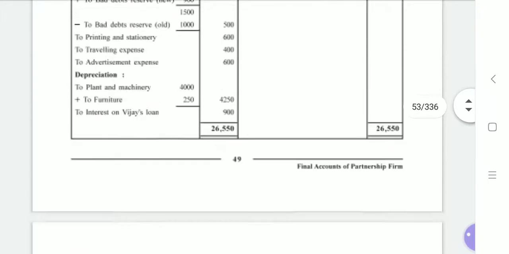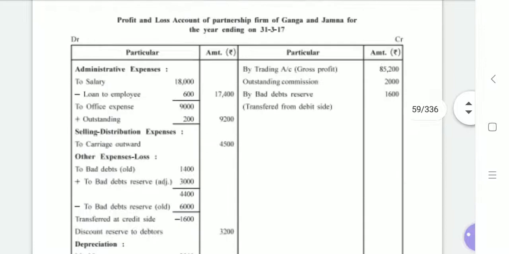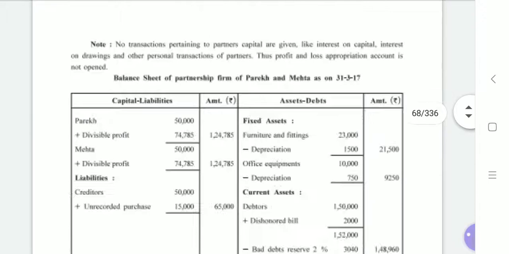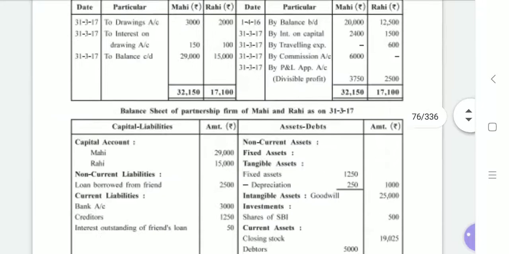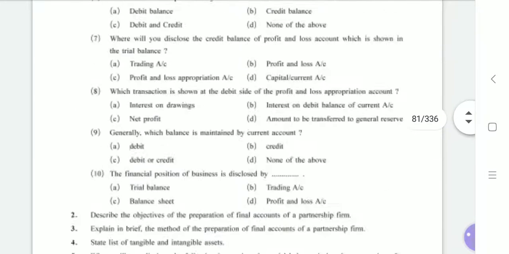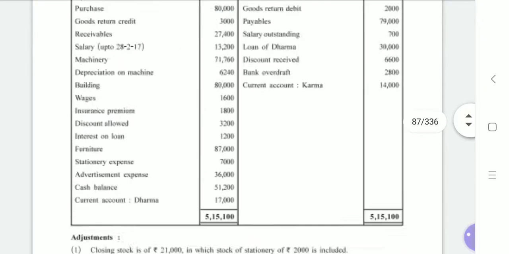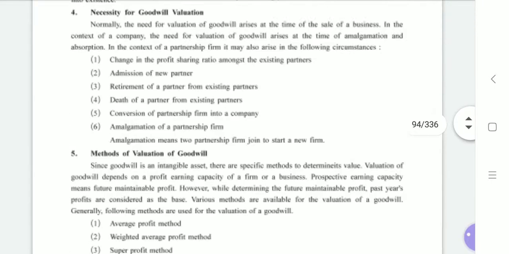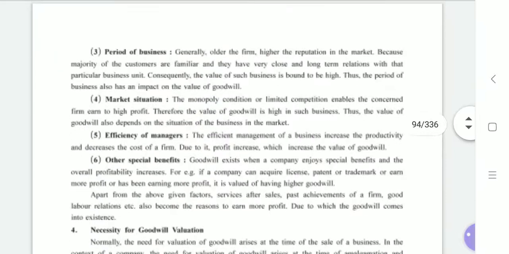Now, goodwill. Talking about goodwill, in simple terms, what is goodwill? Goodwill is reputation of the firm, an image that a firm has created in market. In simple terms, we can say goodwill is an intangible asset, or can say it is a value or reputation of a firm created in the market. In chapter 3, we are taught regarding the different methods for valuation of goodwill.